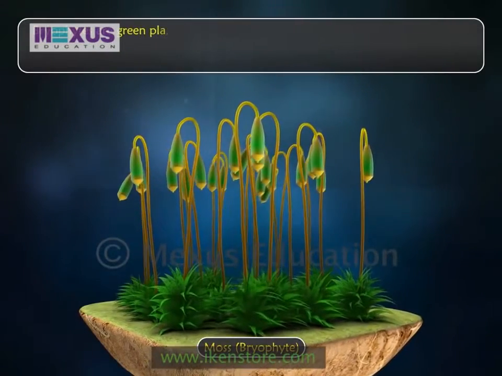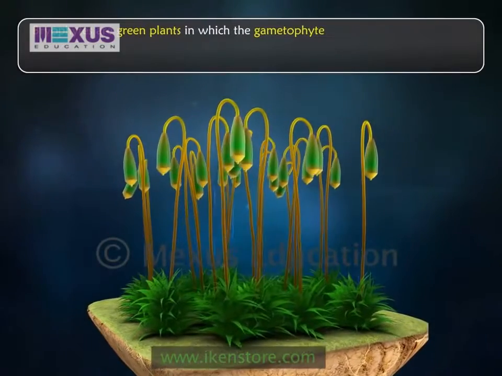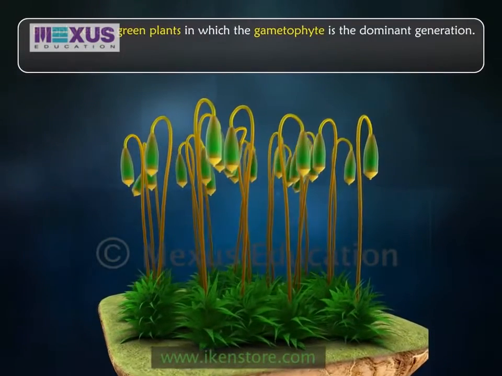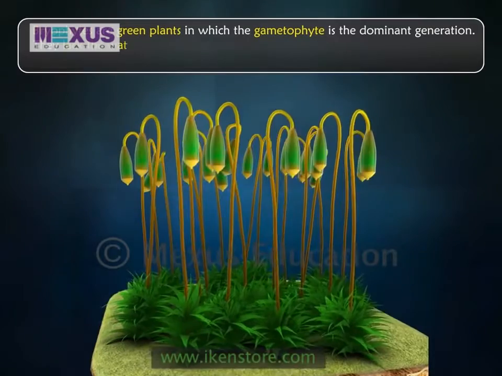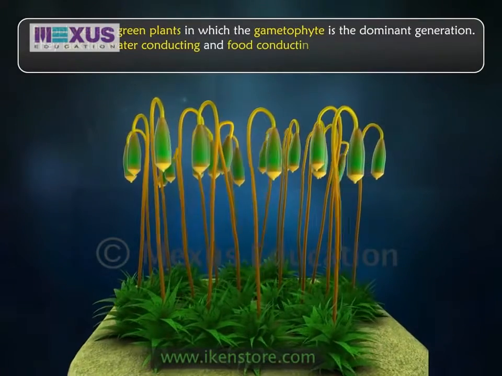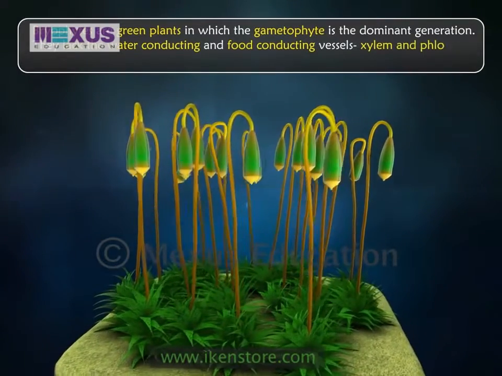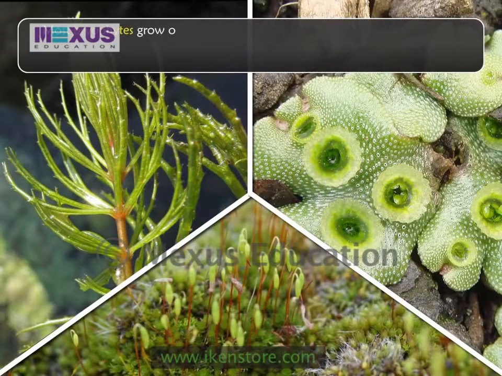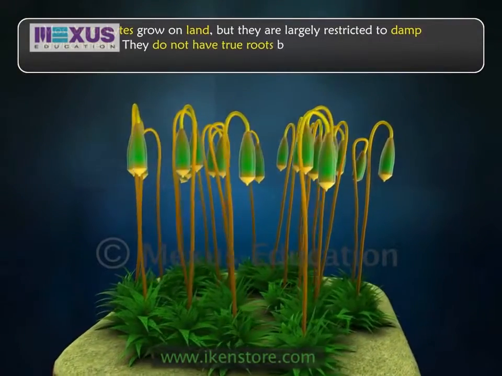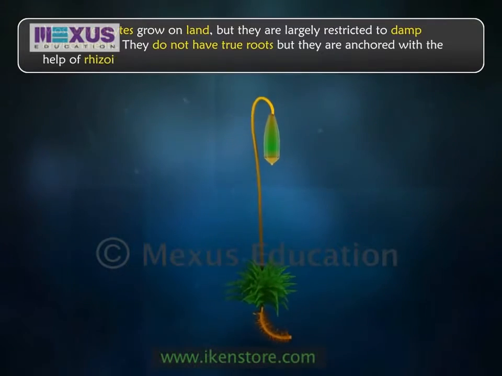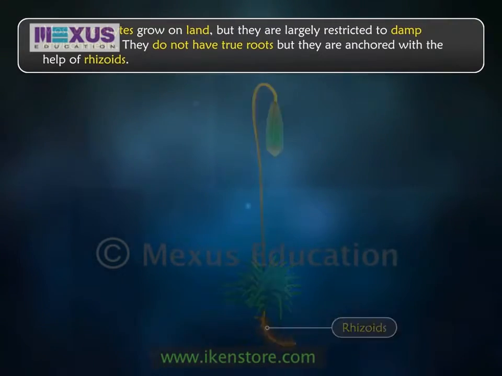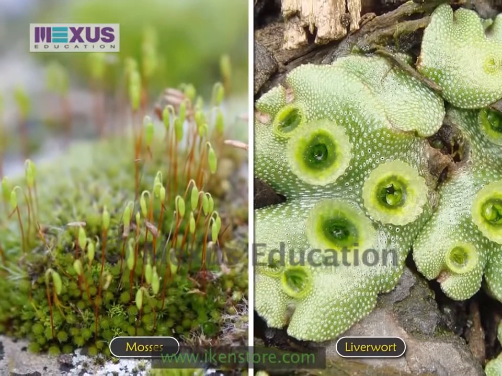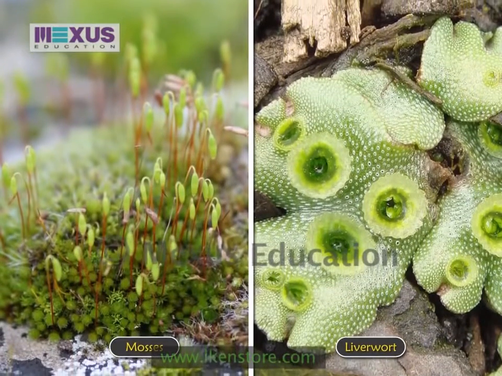Bryophytes are green plants in which the gametophyte is the dominant generation. They lack the water-conducting and food-conducting vessels, xylem and phloem respectively. Most bryophytes grow on land, but they are largely restricted to damp environments. They do not have true roots, but they are anchored with the help of rhizoids. Liverworts and mosses are examples of Bryophyta.